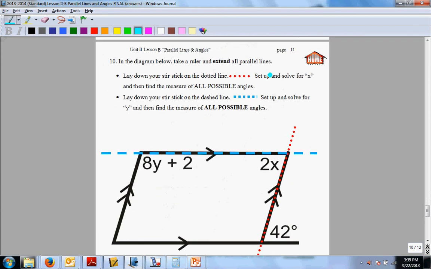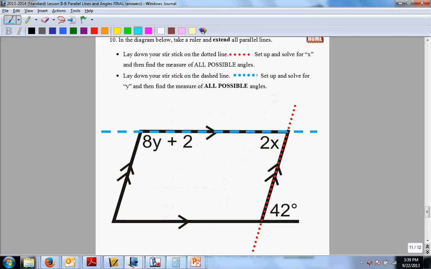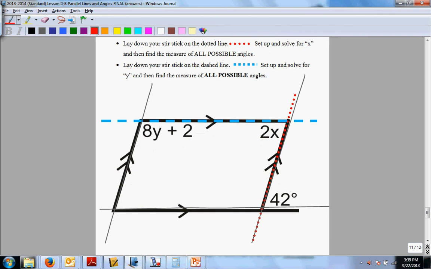Okay, it says in the diagram below, take a ruler first and extend all parallel lines. That should be the first thing you do, is extend all parallel lines. These are parallel, so we extend them. And then these are parallel this way. It says lay your stir stick down on the dotted line. So your transversal to start with is going to be right here. You're going to set up an equation to solve for X, then find all possible angles.